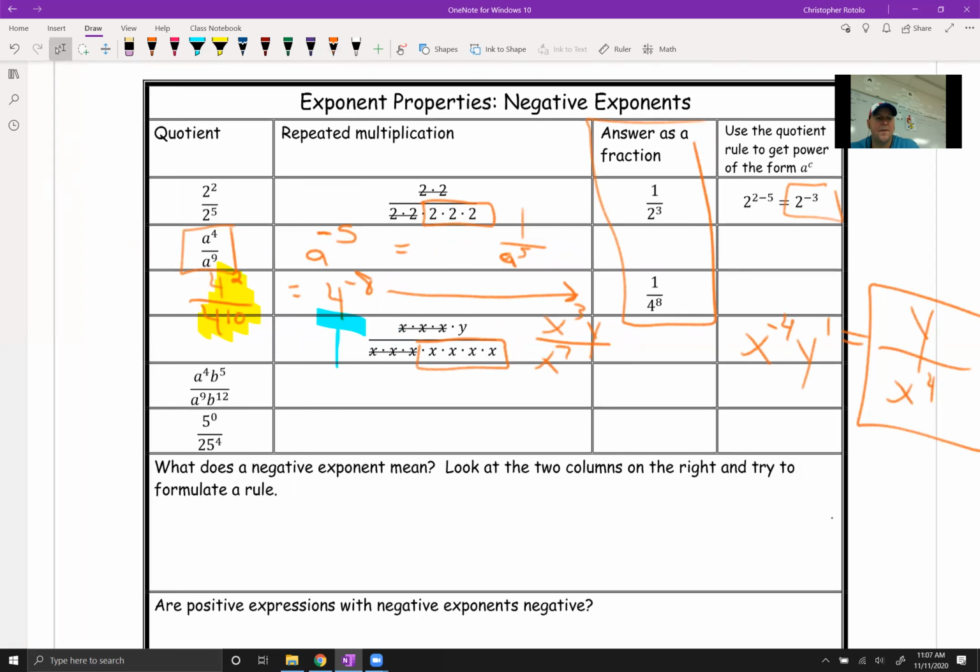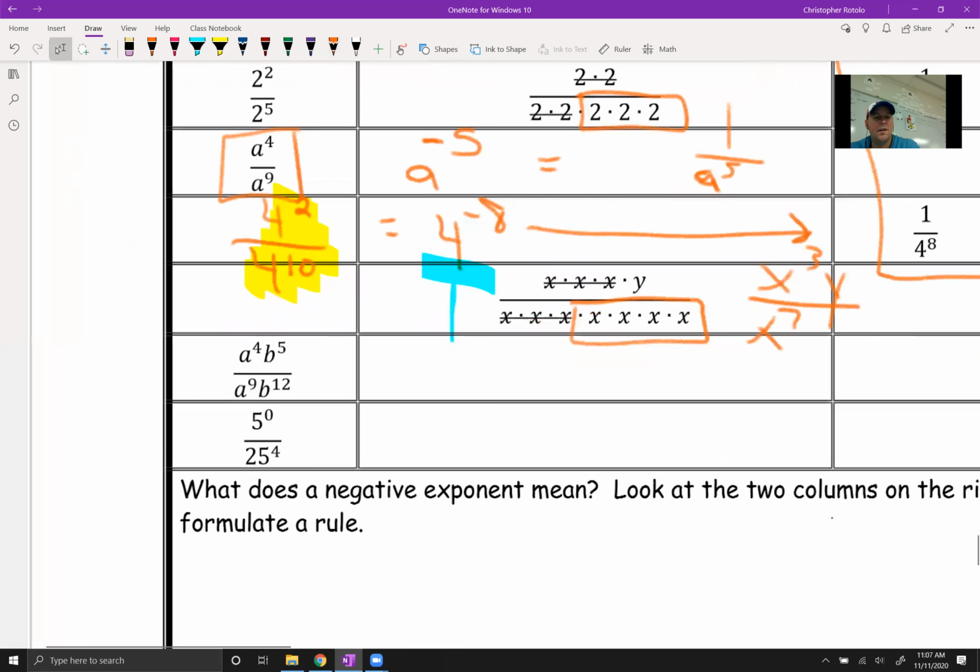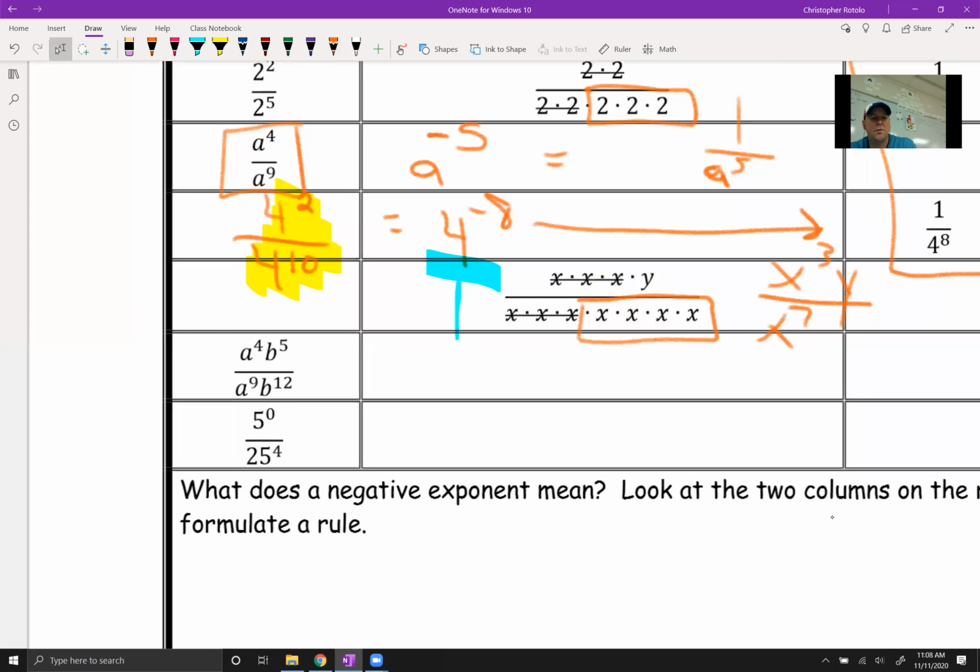All right, looks like a couple more left here. So a, 4 minus 9, so it's a to the negative 5th. 5 minus 12, so it's b to the negative 7th. So our final answer is going to be 1 over that, and we're going to change those out to positives now. Looks like we have different bases this time, but remember, what is anything to the 0 power? That's 1. So this becomes 1 over 25 to the 4th power.